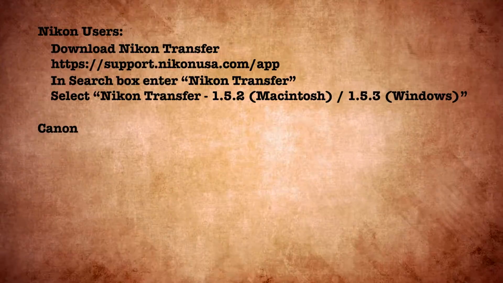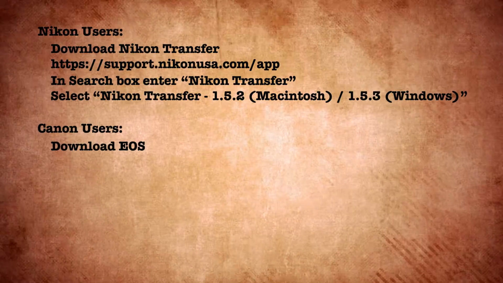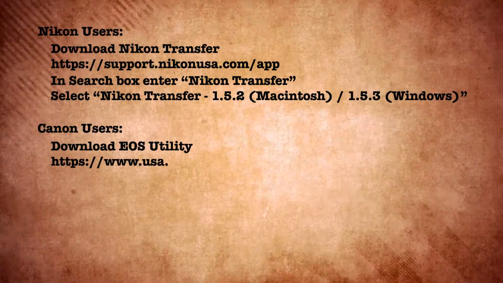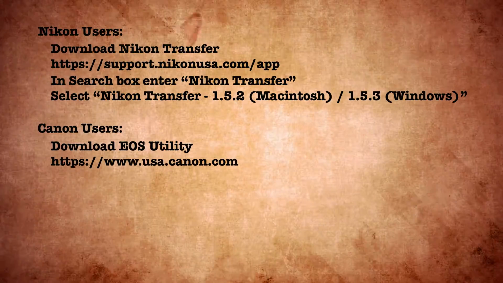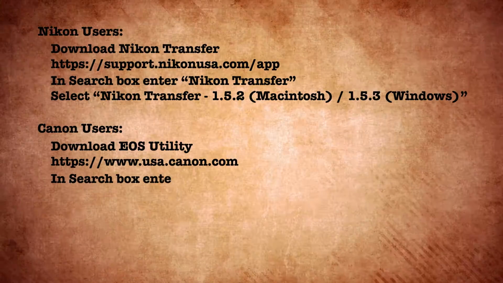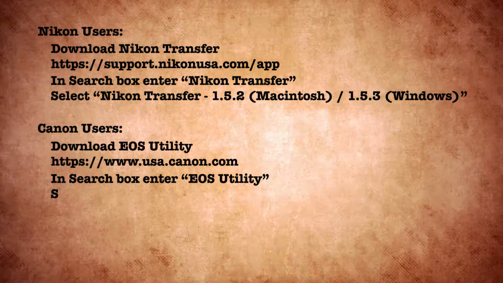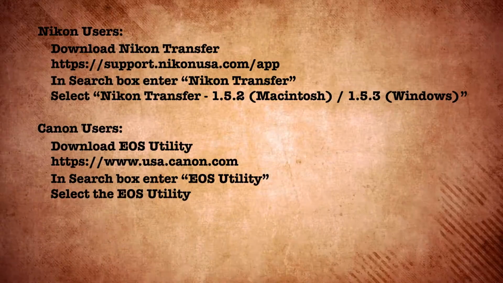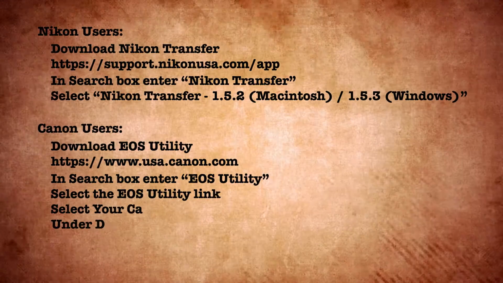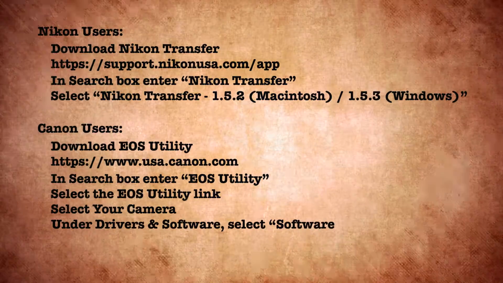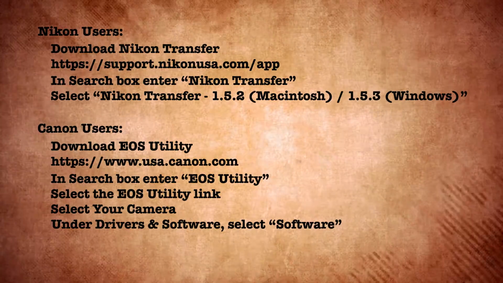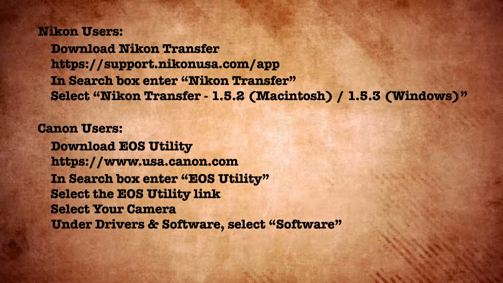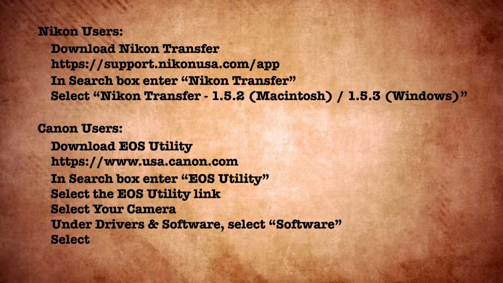For Canon users, you will need to download the EOS Utility. Navigate in your browser to usa.canon.com. In the search box, enter EOS Utility. Select the EOS Utility link. Select your camera. Under Drivers and Software, select Software. From there, you will see the EOS Utility. Select the Download button.